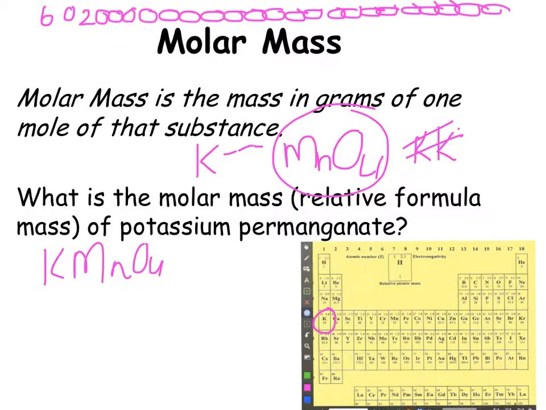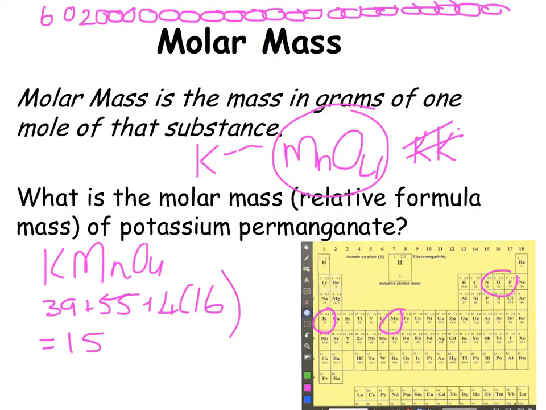If I want to know its formula mass, then I'm going to say, what is potassium over there? And I find that it's 39. So it's 39 plus whatever manganese is. And manganese is 55. And oxygen, there are 4 of them, and they are 16 each. So I add those all up, and I land up with 158. That is known as the molar mass or the relative formula mass of potassium permanganate.